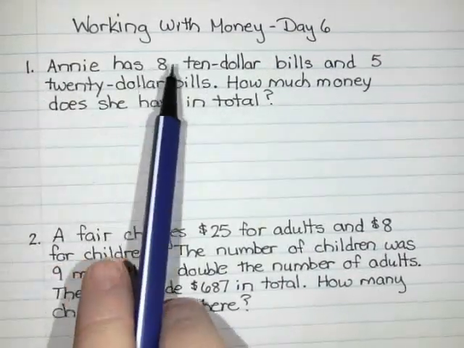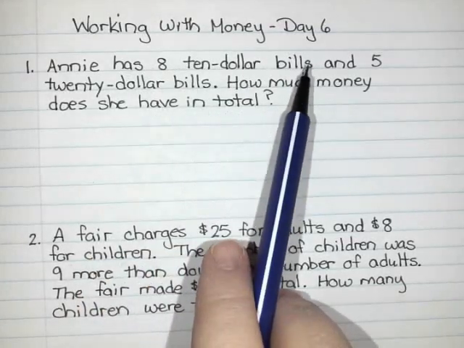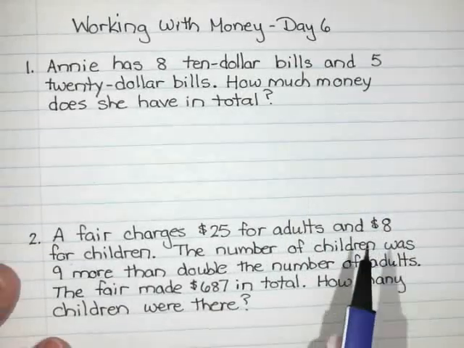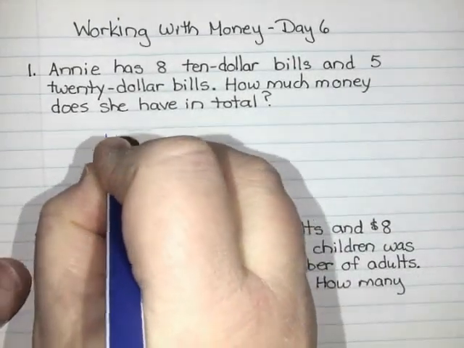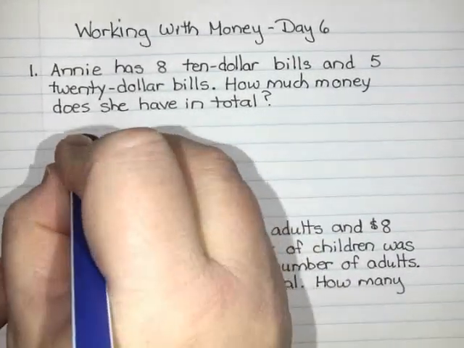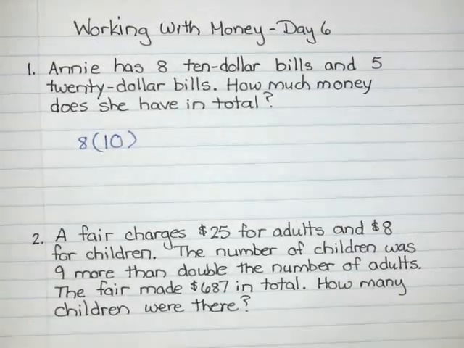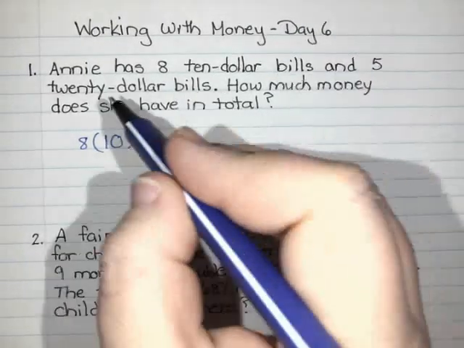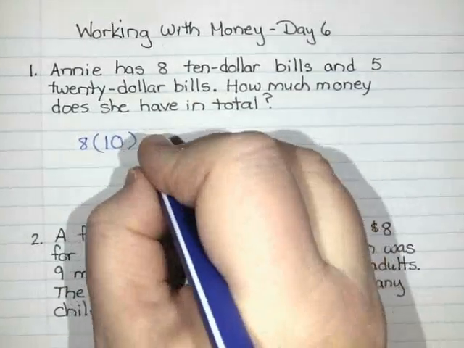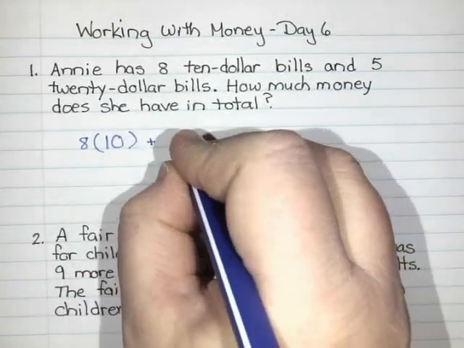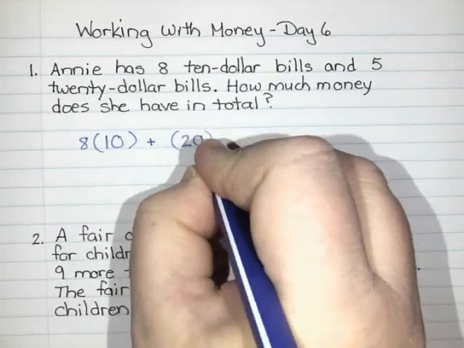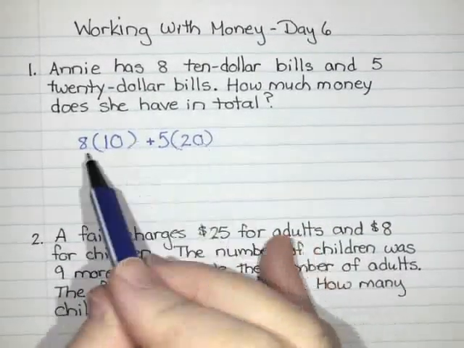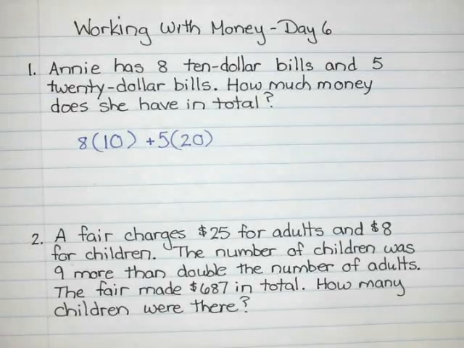So it says Annie has 8 $10 bills. So if I want to know how much money 8 $10 bills is, I would take $10 and times it by 8 because I have 8 of them. And then if I wanted to find how much money 5 $20 bills is, I would take $20 and multiply it by 5. And then if I want to know how much it is in total, I would just add those two things together, right?